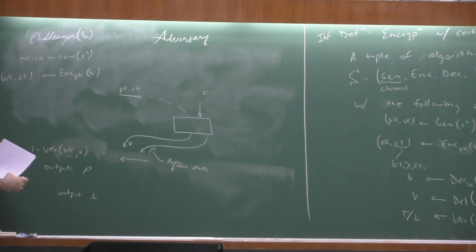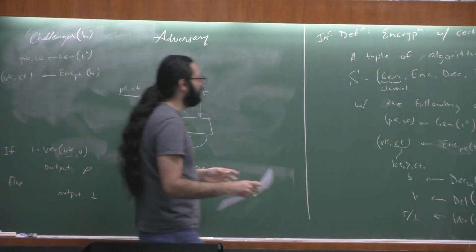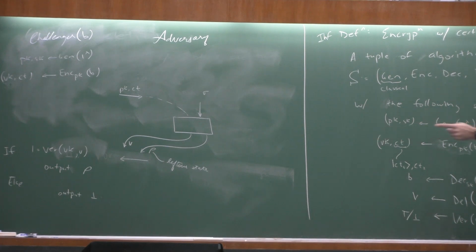Okay. So we want that whether you run this procedure on b equal to 0 or b equal to 1, there should be no difference.